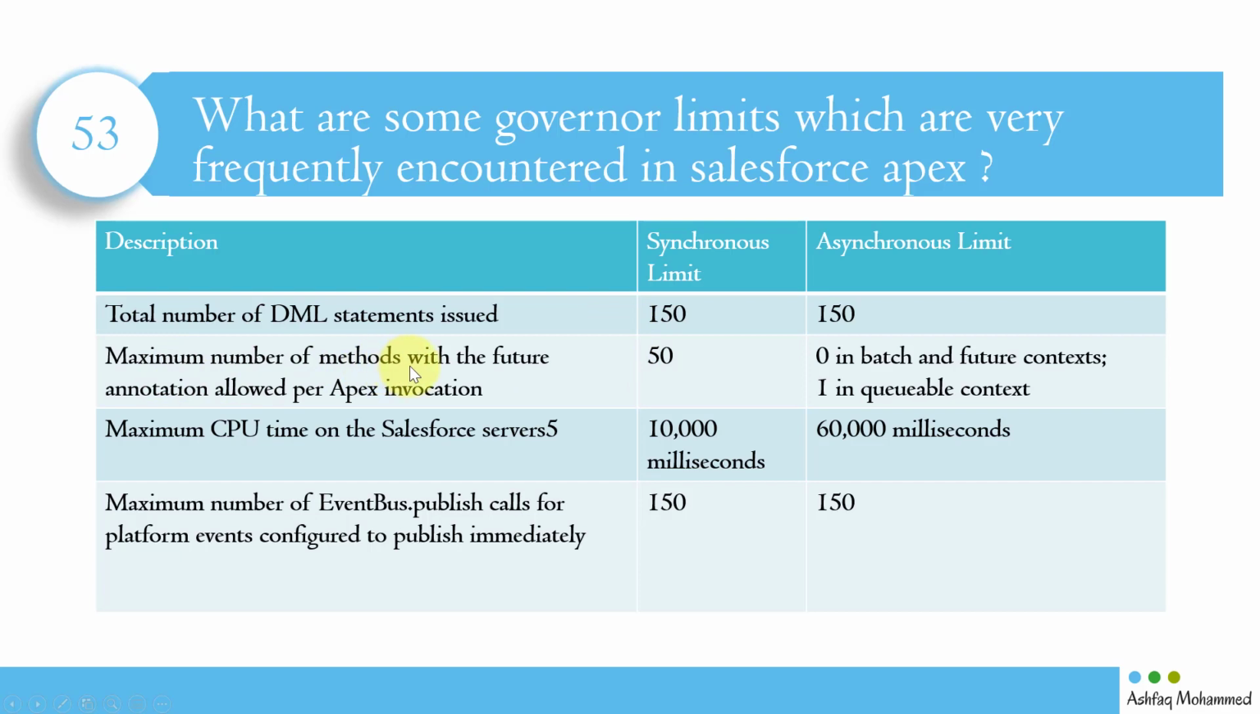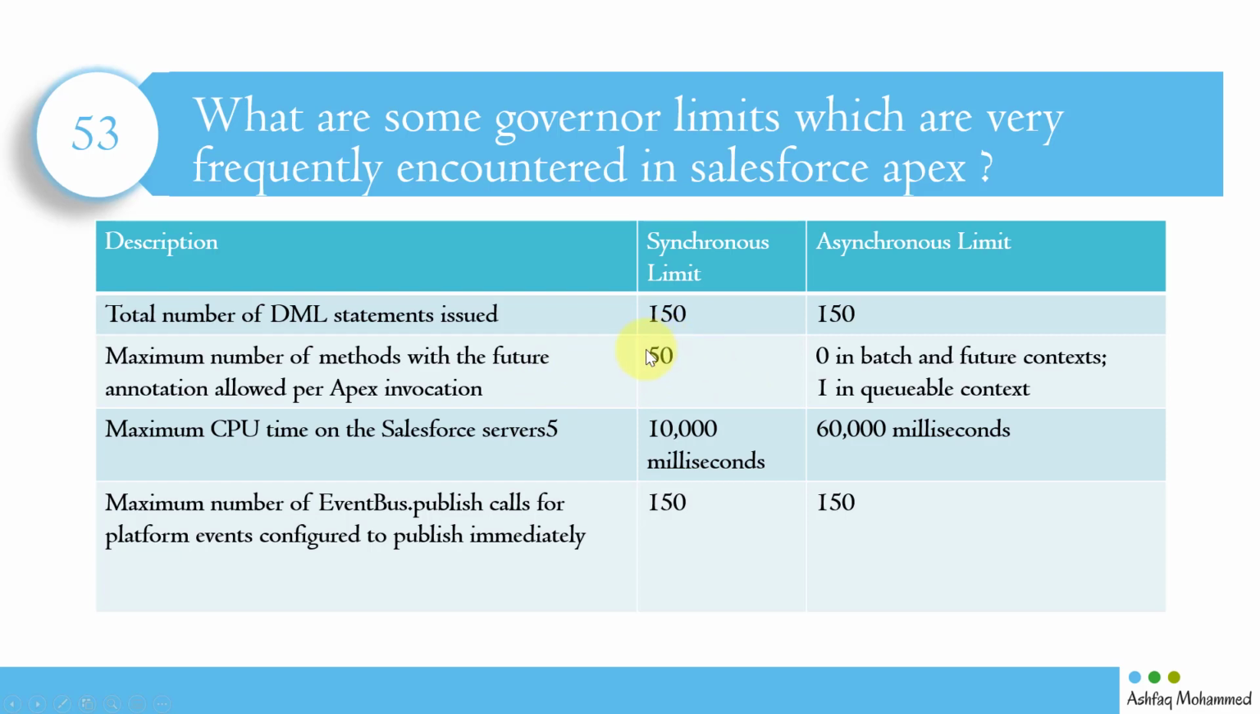So maximum number of methods with a future annotation allowed per Apex invocation. As I said, we will be discussing future in future classes or future videos. But how many methods can we call? So we can write a future annotation on a method, right? So how many such methods can we have per transaction?